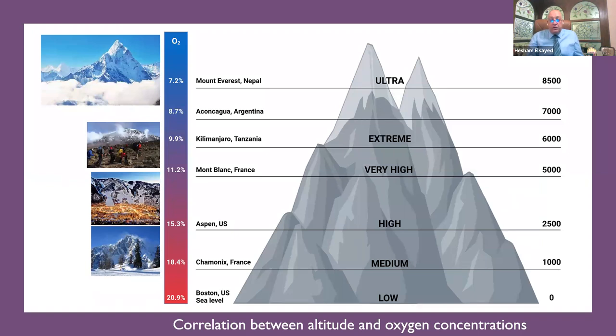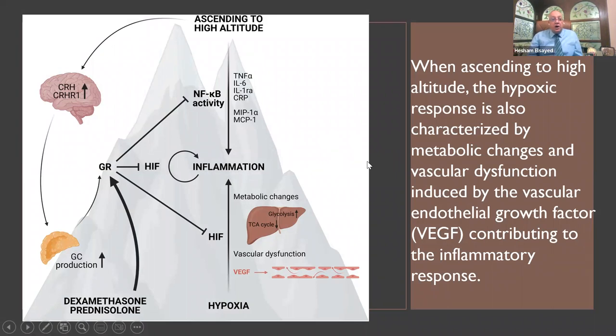If we are in Boston, we are at sea level, there is no hypoxia, and oxygen tension is 20%. If you go up, like Chamonix in France, Aspen in the US, or Mont Blanc in France, you get an oxygen level of 11%. And if you go higher, like Everest, the oxygen content is only 7%. This variation in oxygen content and hypoxia is a huge stimulant of hypoxia-inducible factor, because prolyl hydroxylase naturally inhibits the hypoxia-inducible factor.